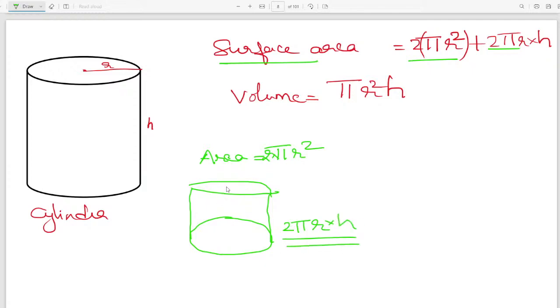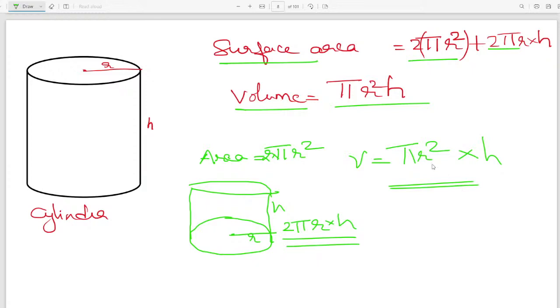When you add both the surface area of the circular part and the outside cylindrical part, you would get this formula, 2 pi r square plus 2 pi r into h. And the volume is given by pi r square h. How is the volume calculated? We know the area of the circular part is pi r square. This is multiplied by the height of this cylinder, h.